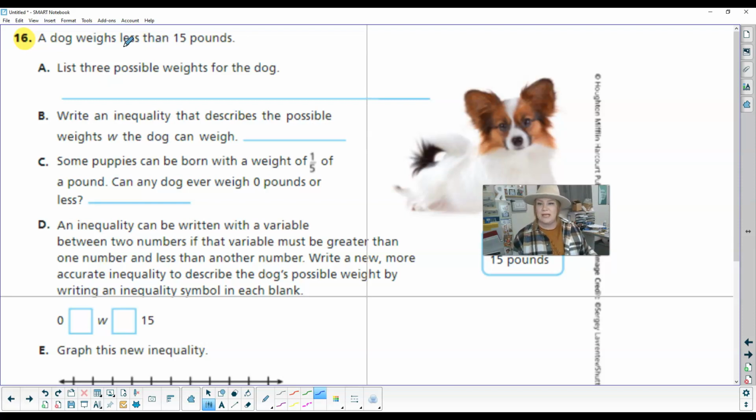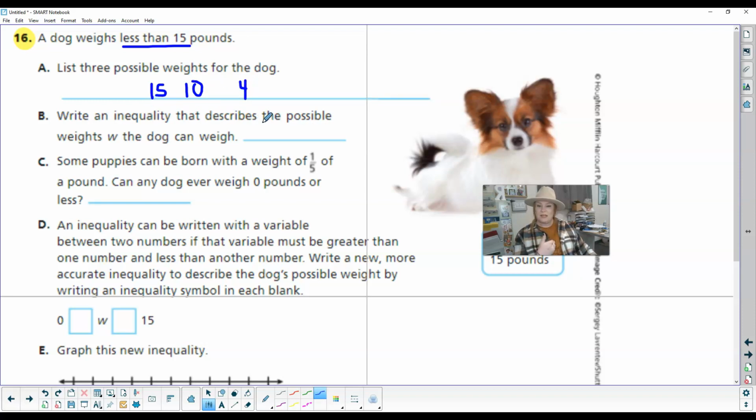Okay, a dog weighs less than 15 pounds. List 3 possible weights for the dog. So less than 15. So could it be 15? It just says less than. So it doesn't say it can't be. So I'm going to say, yeah, it could be 15. It could weigh 10. It could weigh 4 pounds.